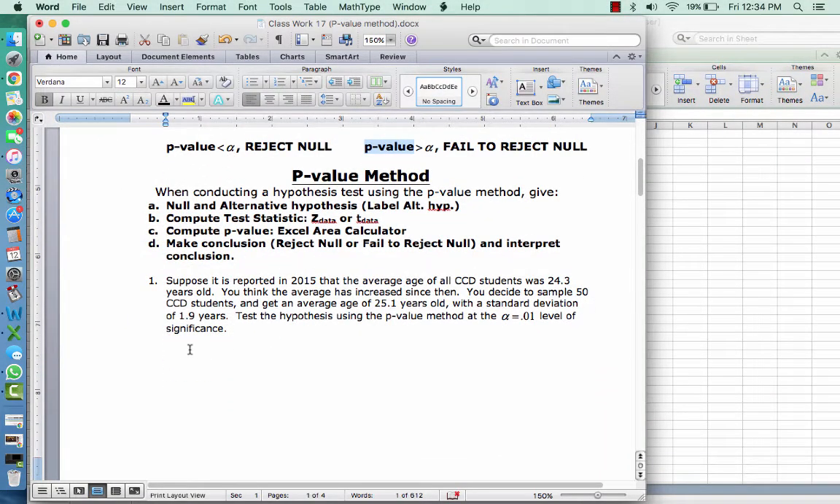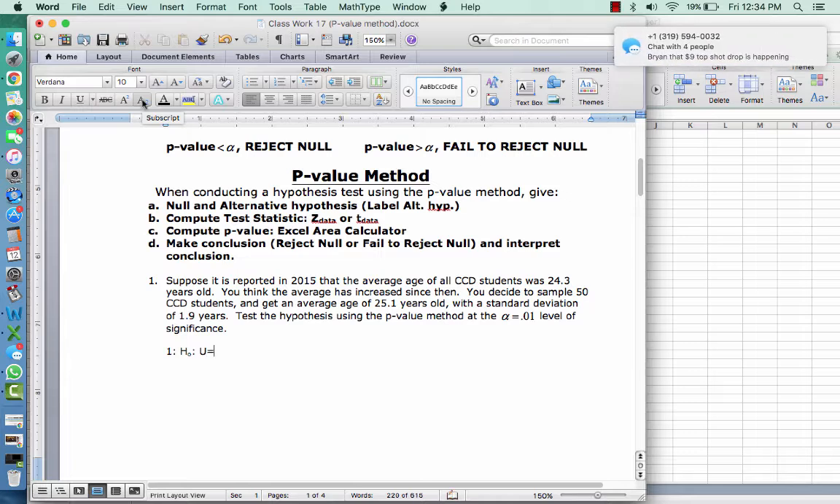So this one says, suppose it is reported in 2015 that the average age of all CCD students was 24.3 years old. We think that the average has increased since then. So from those couple sentences, we should be able to write the null and alternative hypothesis. We're definitely writing a null and alternative hypothesis with the mean, mu.